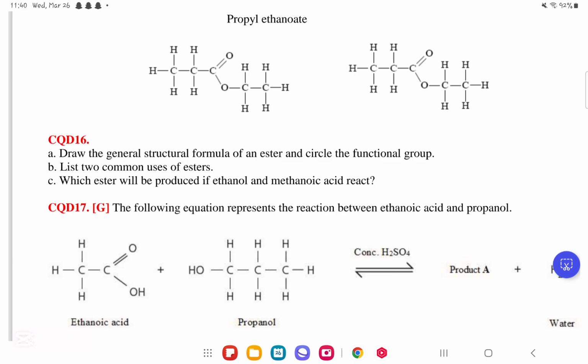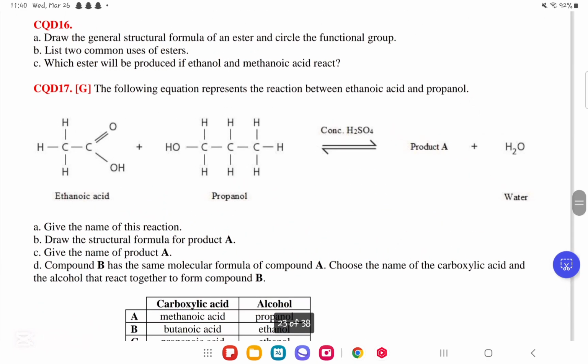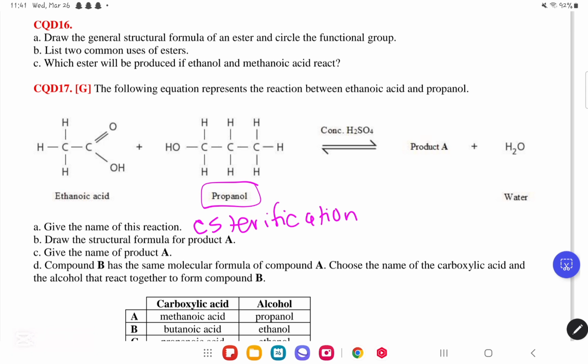They told us the following equation represents the reaction between ethanoic acid and propanol. Give the name of this reaction. This is esterification. So now they want us to draw the structural formula for product A. First of all, let us find the name for product A. So this is the alcohol, and this is the acid.